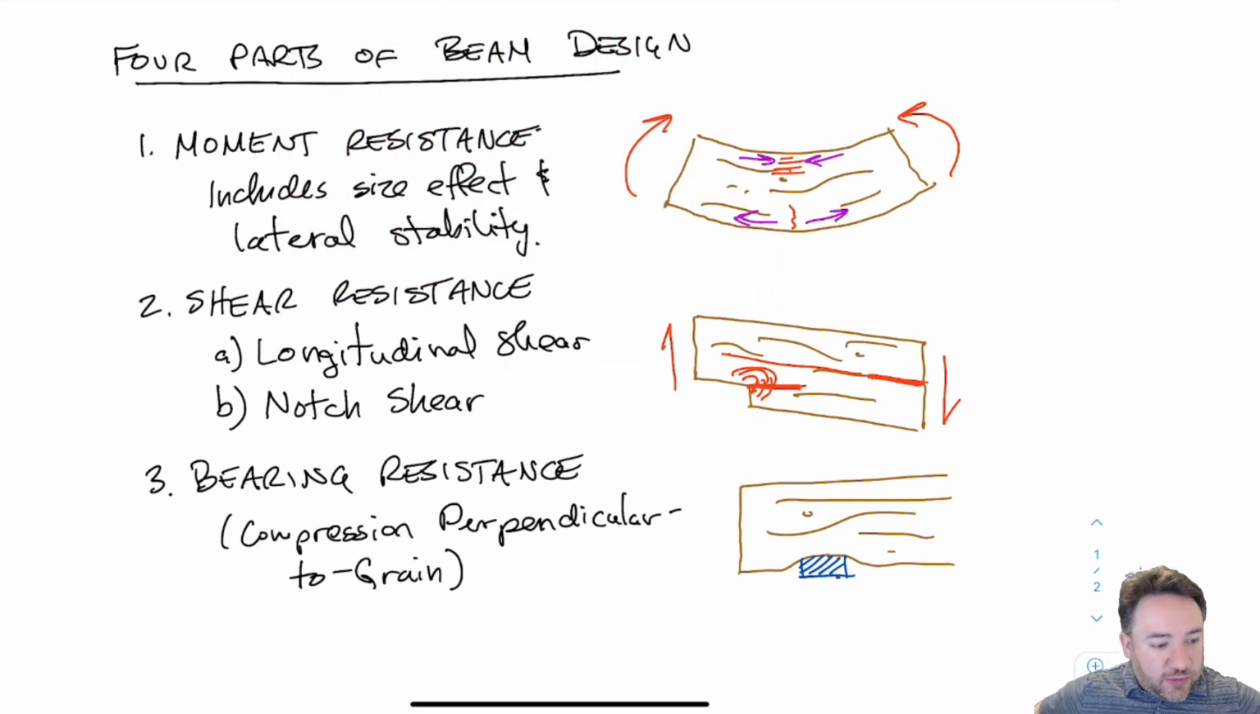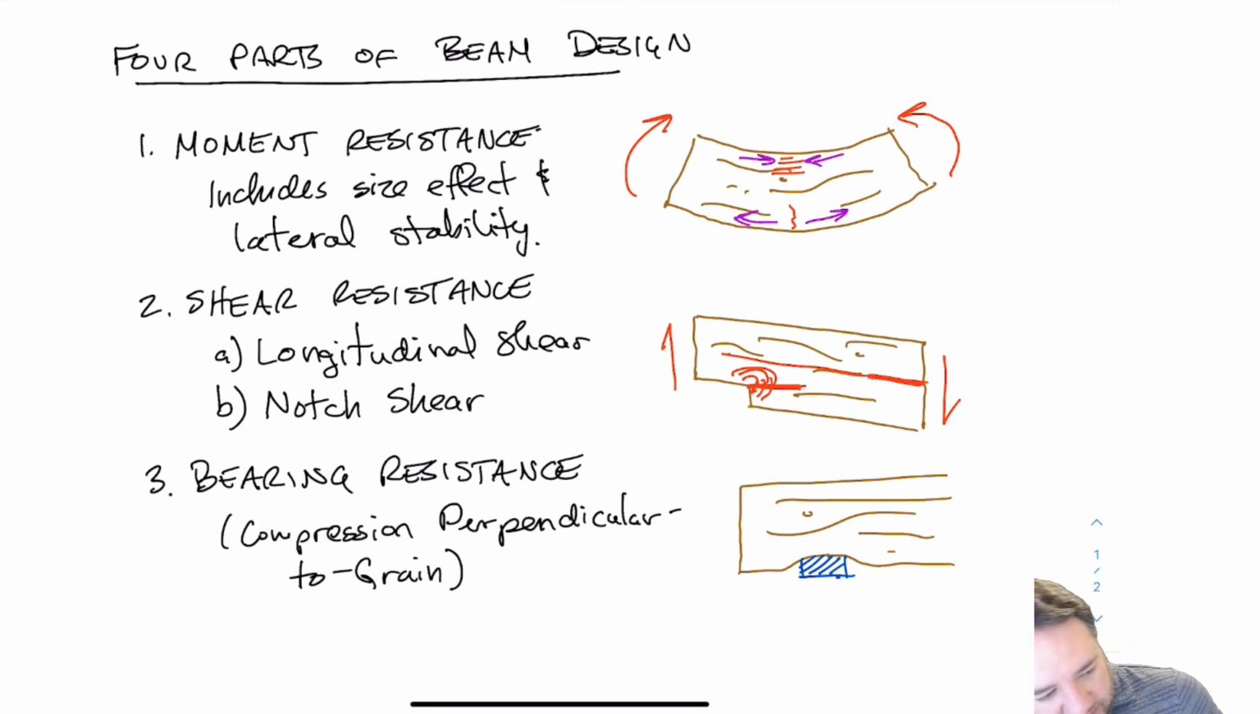So the third mode that we have to check is bearing resistance, which we have covered in some detail already in this course. And this is a compression perpendicular to grain failure, which means I'm squeezing the straws. And as we discussed, this actually is a deflection criteria for considering failure due to compression perpendicular to grain.